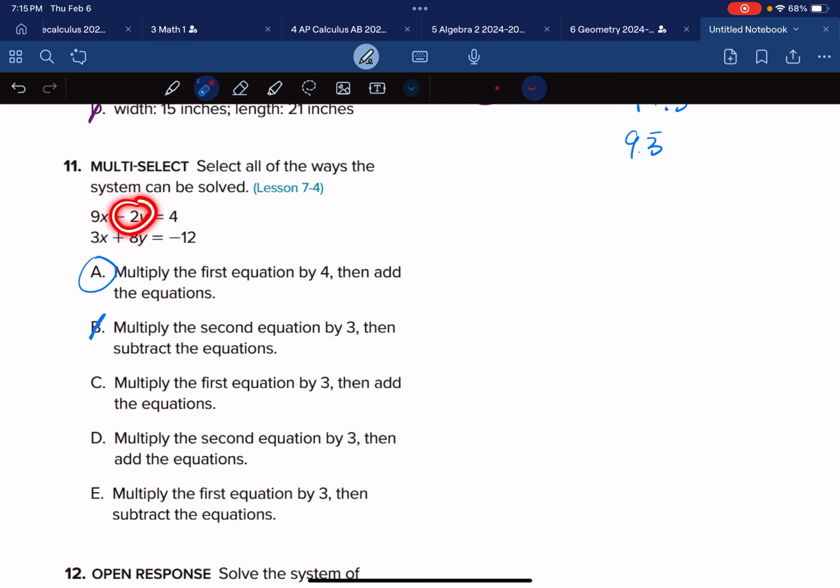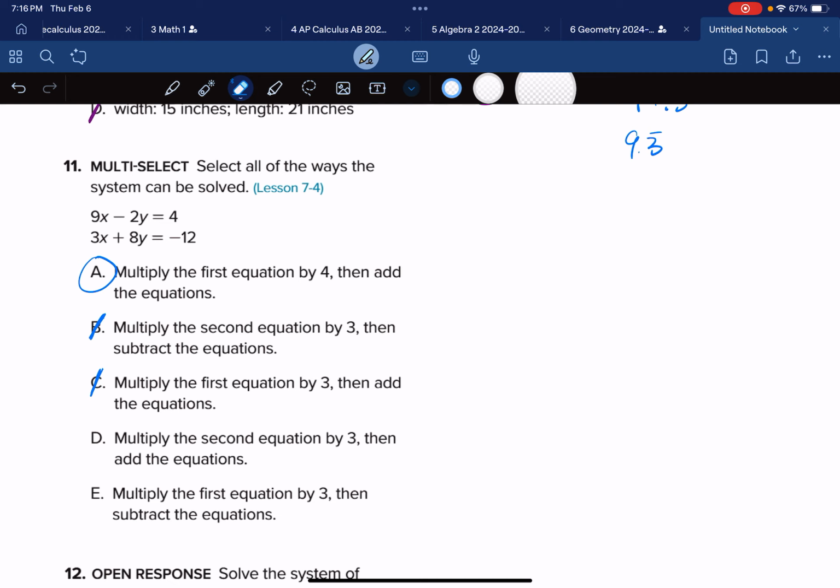This -2 is going to turn into a -6. -6 and 8 don't cancel each other out. Nope, so it's not C. What about D? Multiply the second equation by 3. So if I multiply the second equation by 3, and then, oh my goodness, then subtract. Dang it. Okay, so B is actually correct.